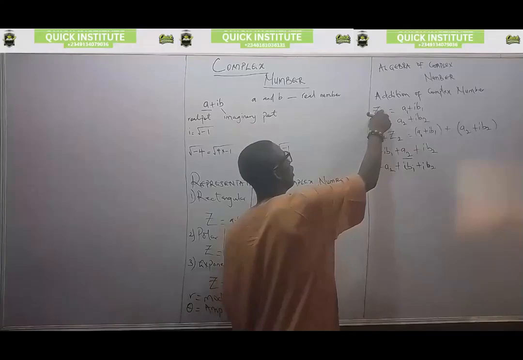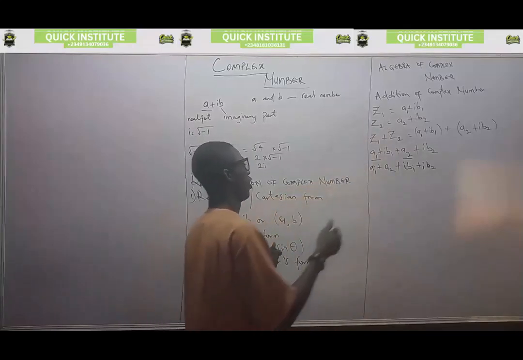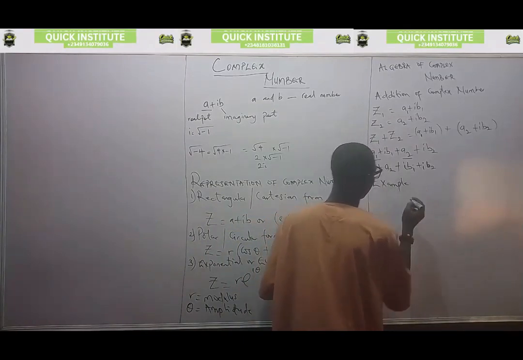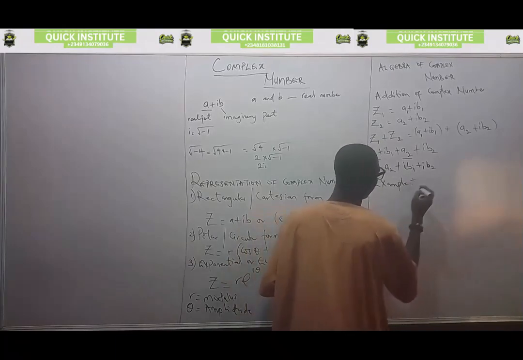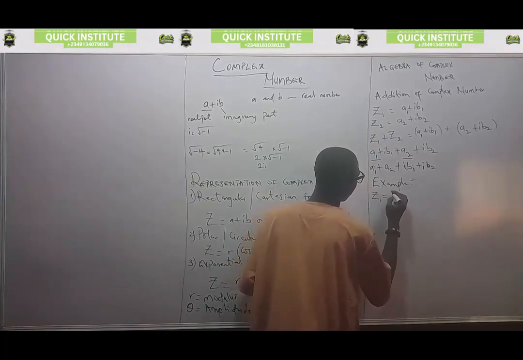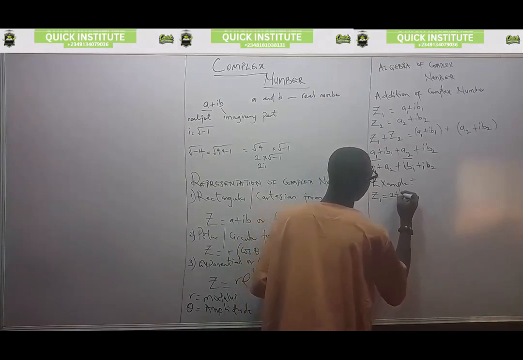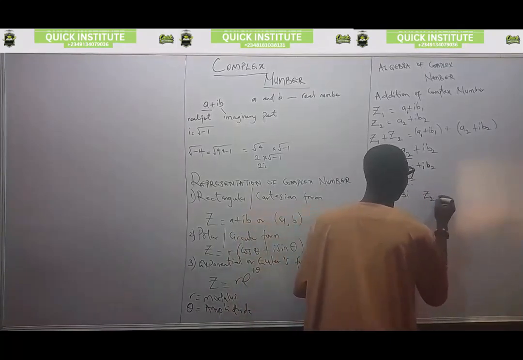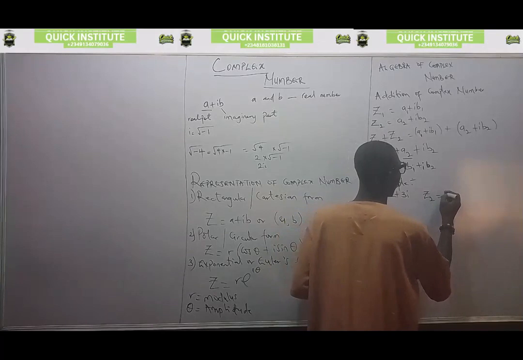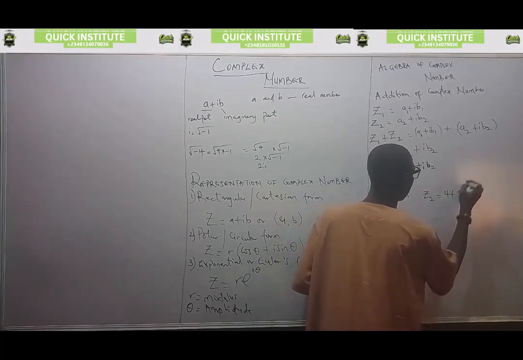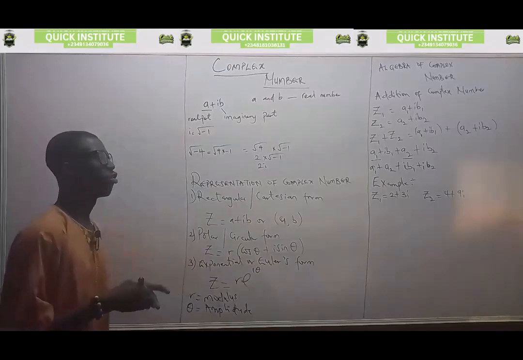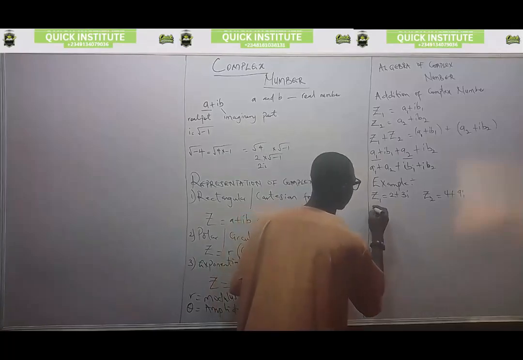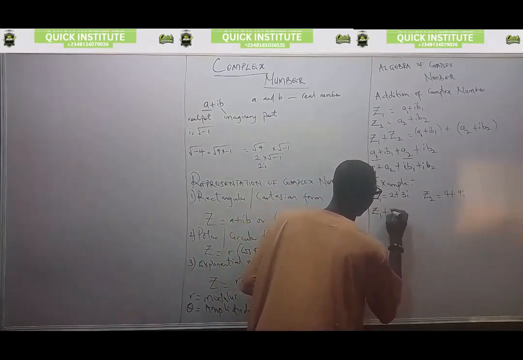Okay, so now let's look at an example. Let's say you have z1 to be 2 plus 3i, and you have z2 to be, let's say, 4 plus 9i. Are you getting it? So if you want to add complex numbers, you have z1 plus z2.